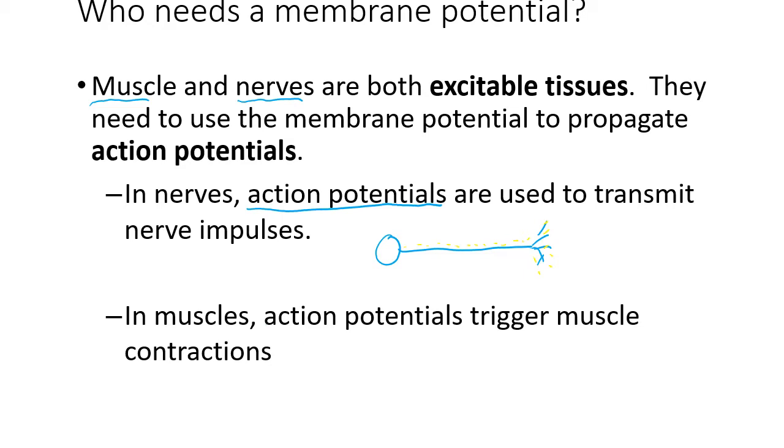In muscle, that action potential is what's going to cause muscles to contract. It's that electrical impulse that's going to essentially turn on muscle contraction. And so in those muscles, this is what's going to allow for the muscle to eventually shorten.